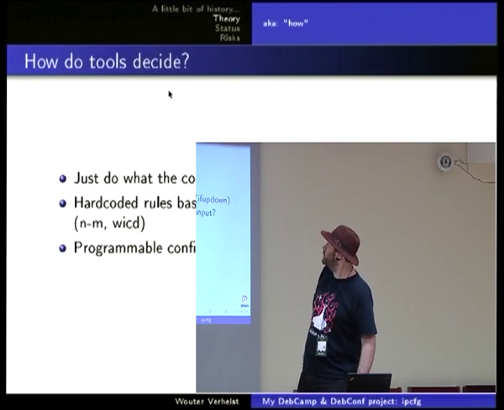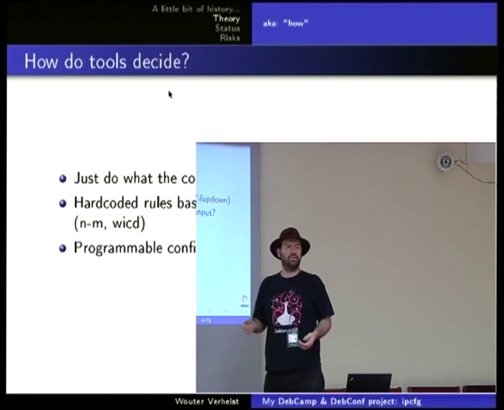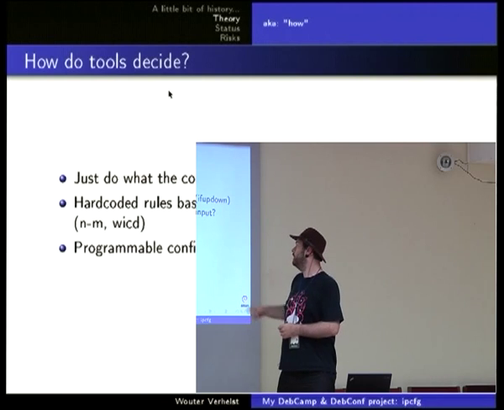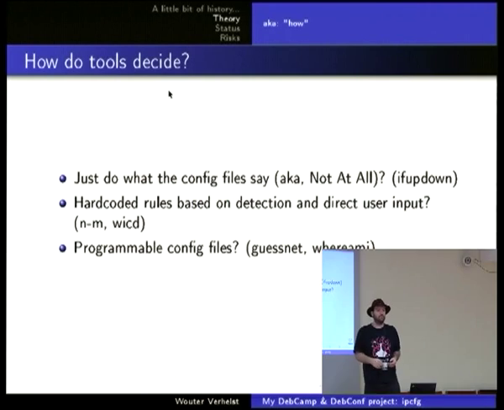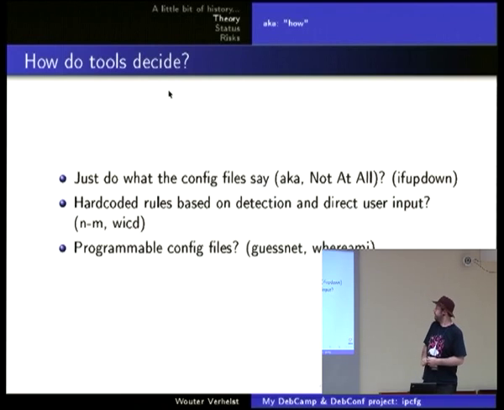And there are some strategies available that you can use to make that decision. The first strategy is, well, you just do what the config files say. Or, in other words, you don't actually make a decision, because if the config file is wrong, then your network is broken. That's what ifupdown does.